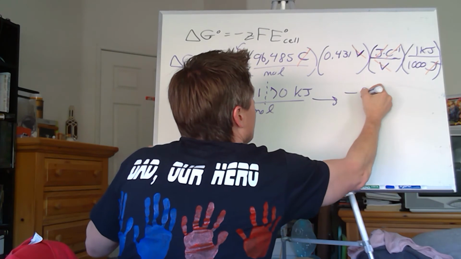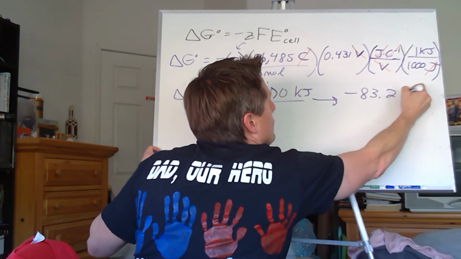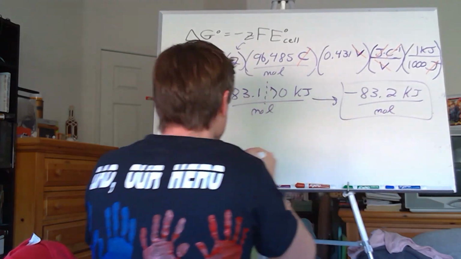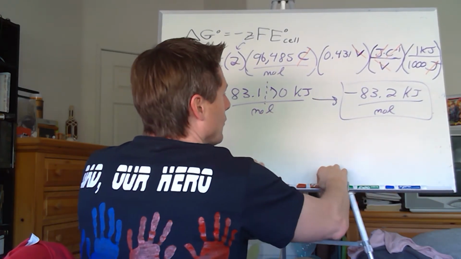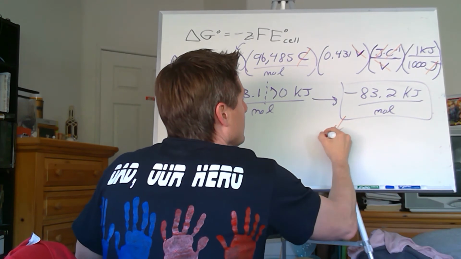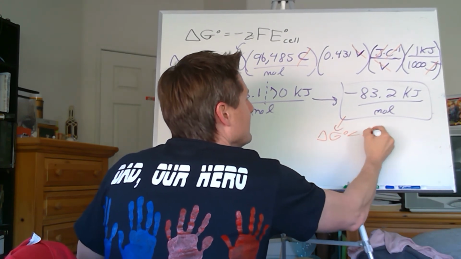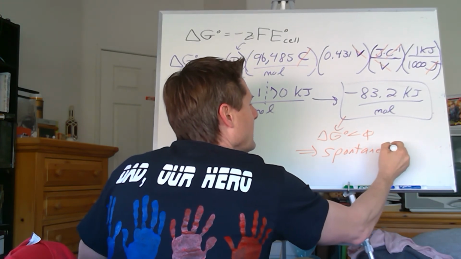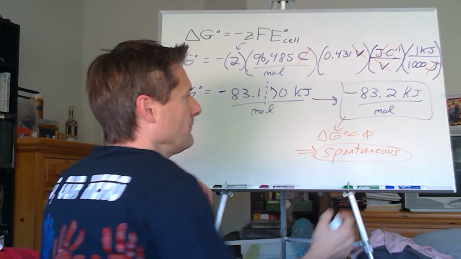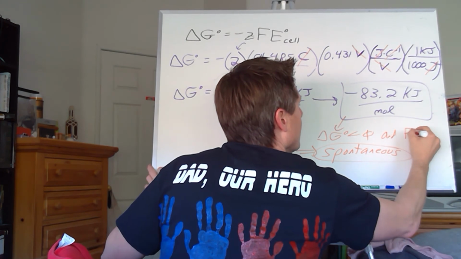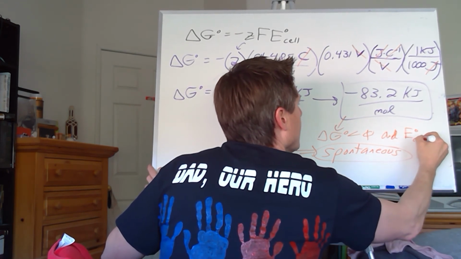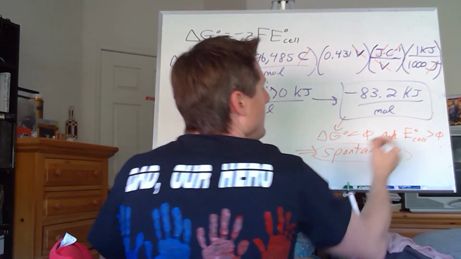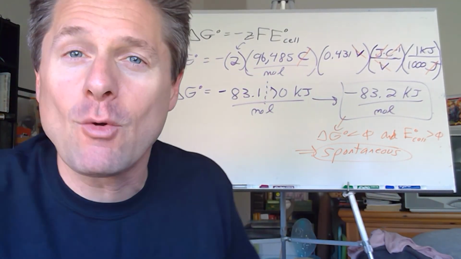So that'll be negative 83.2 kilojoules per mole. And because that is negative, so delta G naught is less than 0, we know this baby is spontaneous, right? And we could say E naught cell is greater than 0. Yay! It all falls together quite nicely.